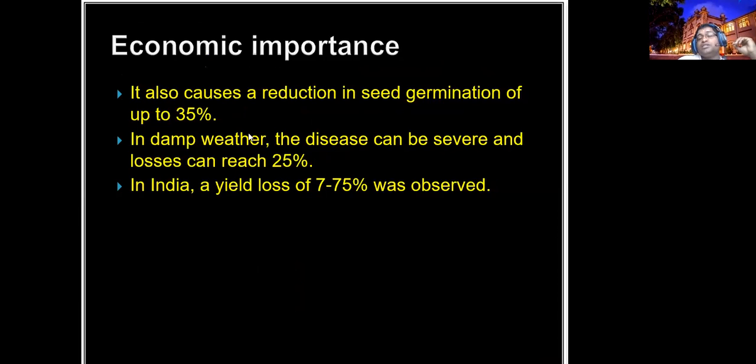If paddy attacked by smut disease is harvested, and you think you can use it as seed paddy for the next generation, you can expect a germination loss of 35%. In damp weather conditions, you can expect 25% of this disease. In India, the yield loss from this disease is 70 to 75%, but the loss is less in Sri Lanka.